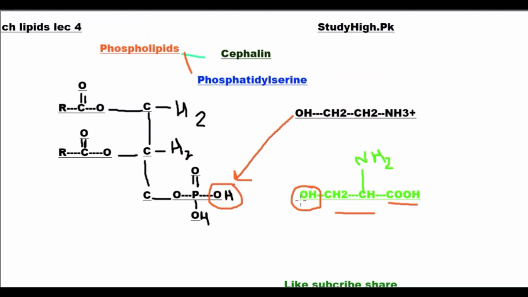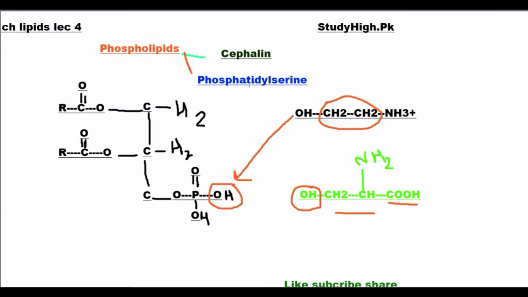As a result, the resulting product is phosphatidylserine. When ethanolamine, this is the structure of ethanolamine, consists of two carbons, and NH3 positive is connected at one side of carbon and the second carbon is connected with the hydroxyl group. This can also form a bond with this phosphate group. The modification of this phosphate group results in formation of phosphatidylcholine.